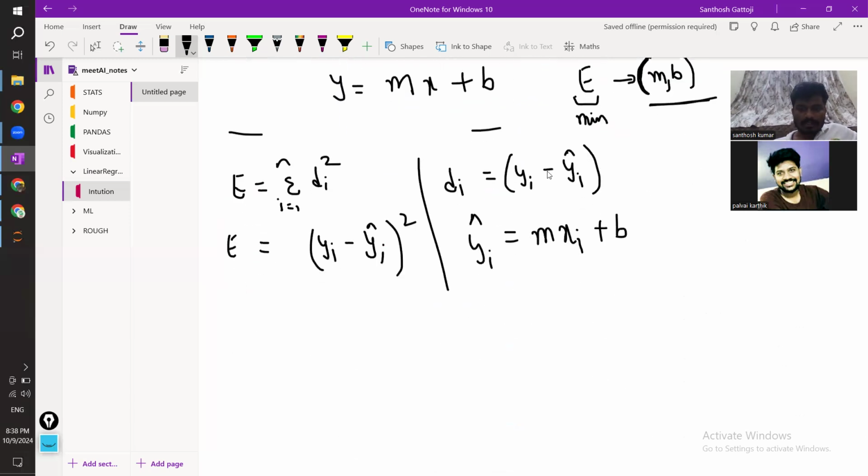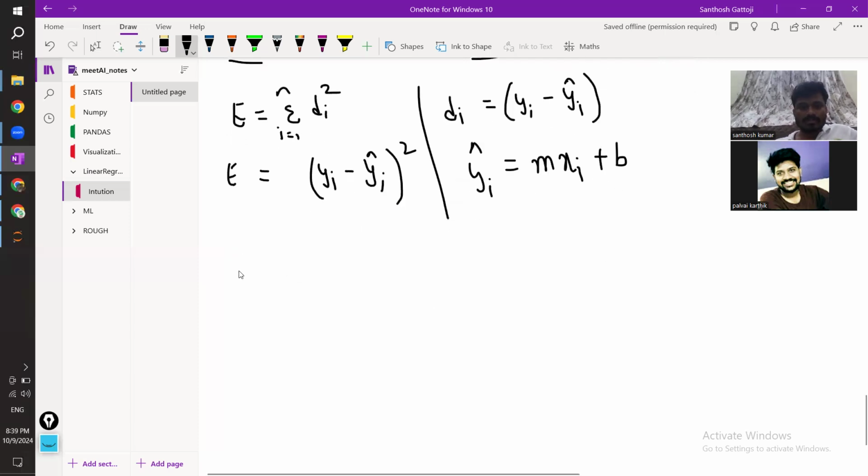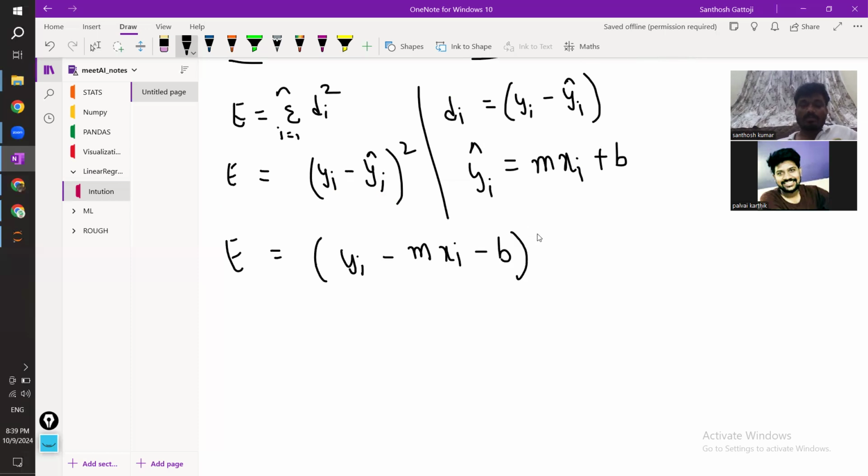That's fine, I replace this. But here the actual value is yi, but the predicted value is yi hat. But this prediction is coming from a line. I'm just taking this as an example line. I don't know what the values of m and b are, but that's fine. I know the equation of the line. That is m xi plus b. So now what I will do, I'll just replace this: E equal to yi minus m xi minus b whole square. Now this is the error.